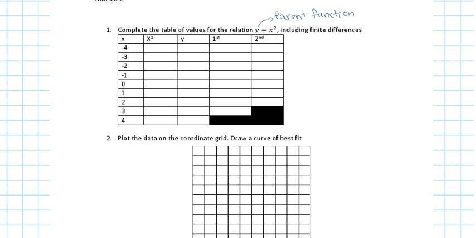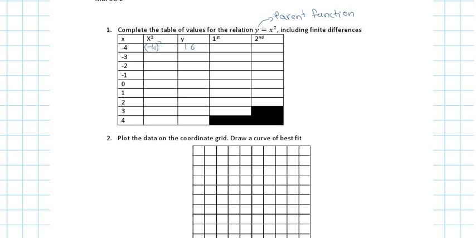What do you have to do? Replace x with its values. So the first one, I have -4 squared. What does that give me? It would be just 16. Okay? Because -4 to the power of 2, that's positive 16.